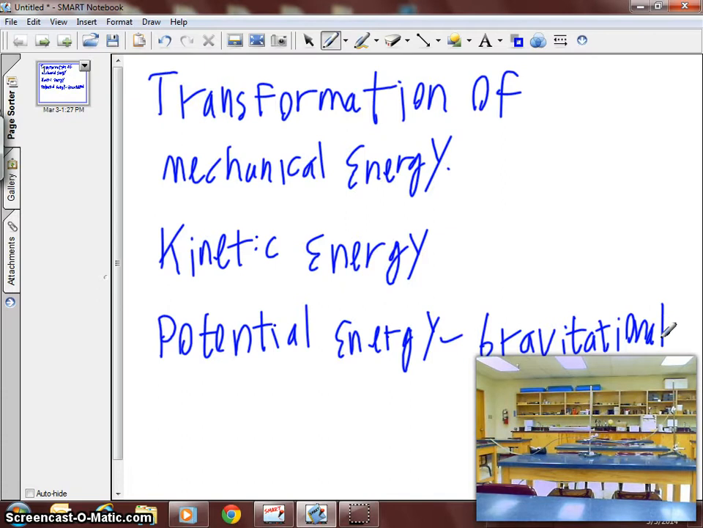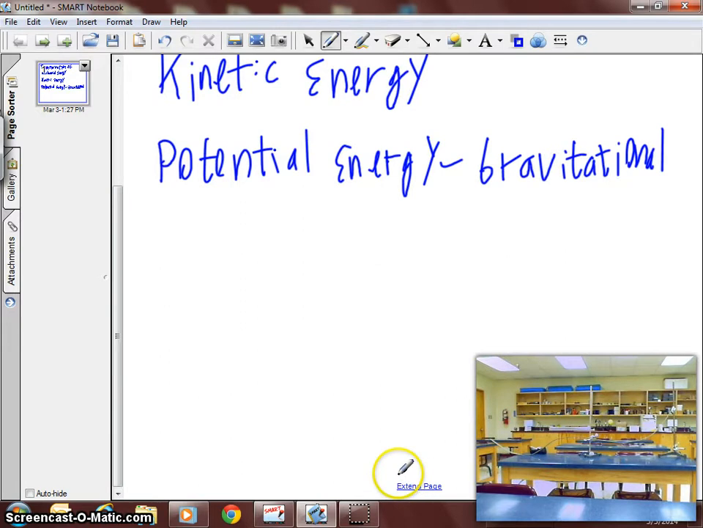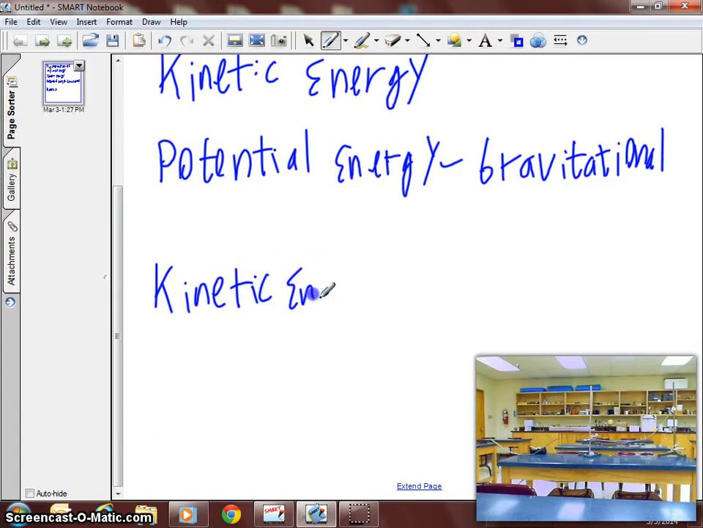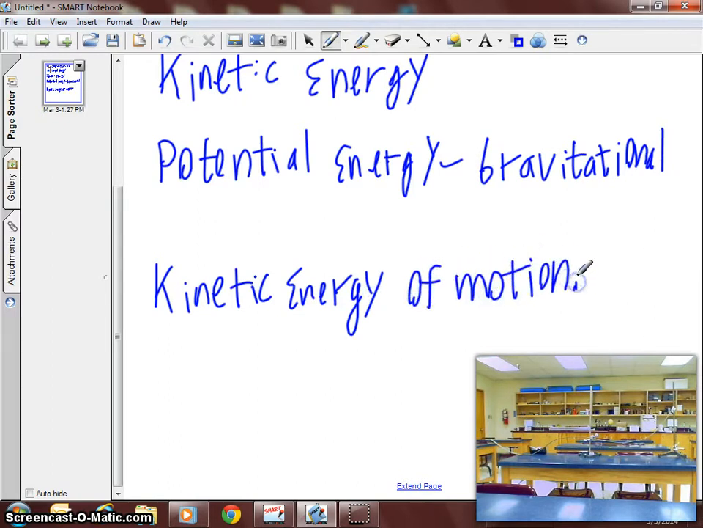Okay, we need to define these first when we look at the transformation of these energies. Kinetic energy is energy of motion. It is after the Greek word kinetos, and kinetic energy has K equals 1/2 mass times the square of the velocity. So when some mass is moving with a certain velocity, you have a kinetic energy.